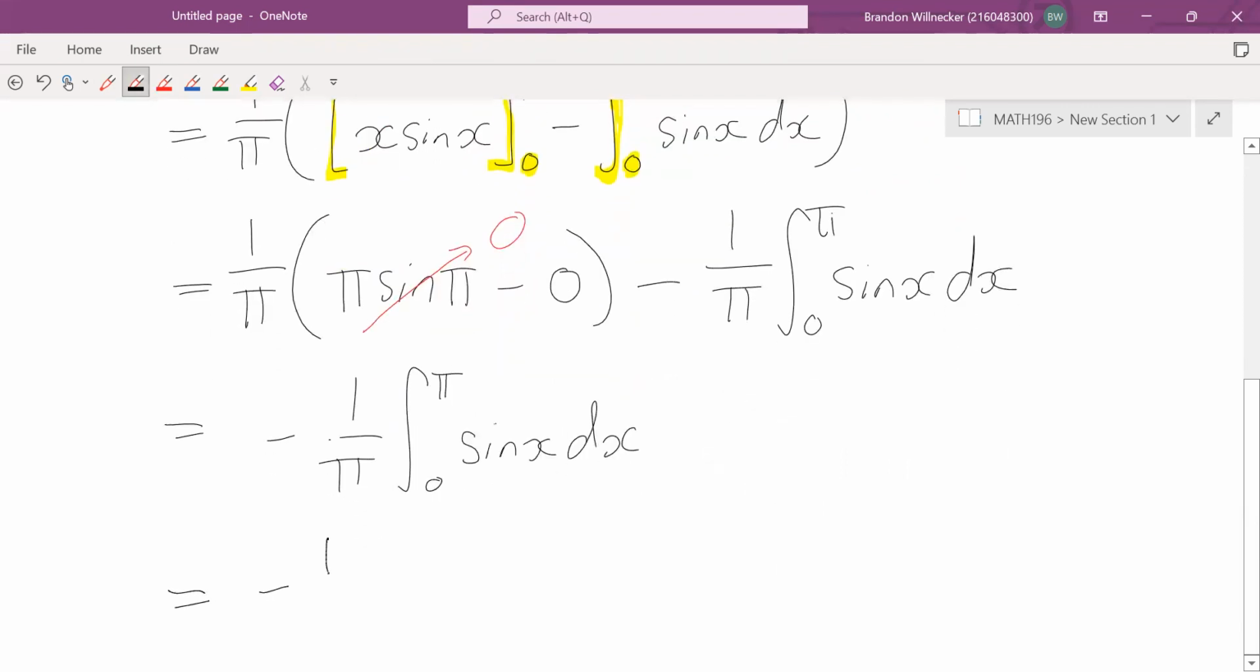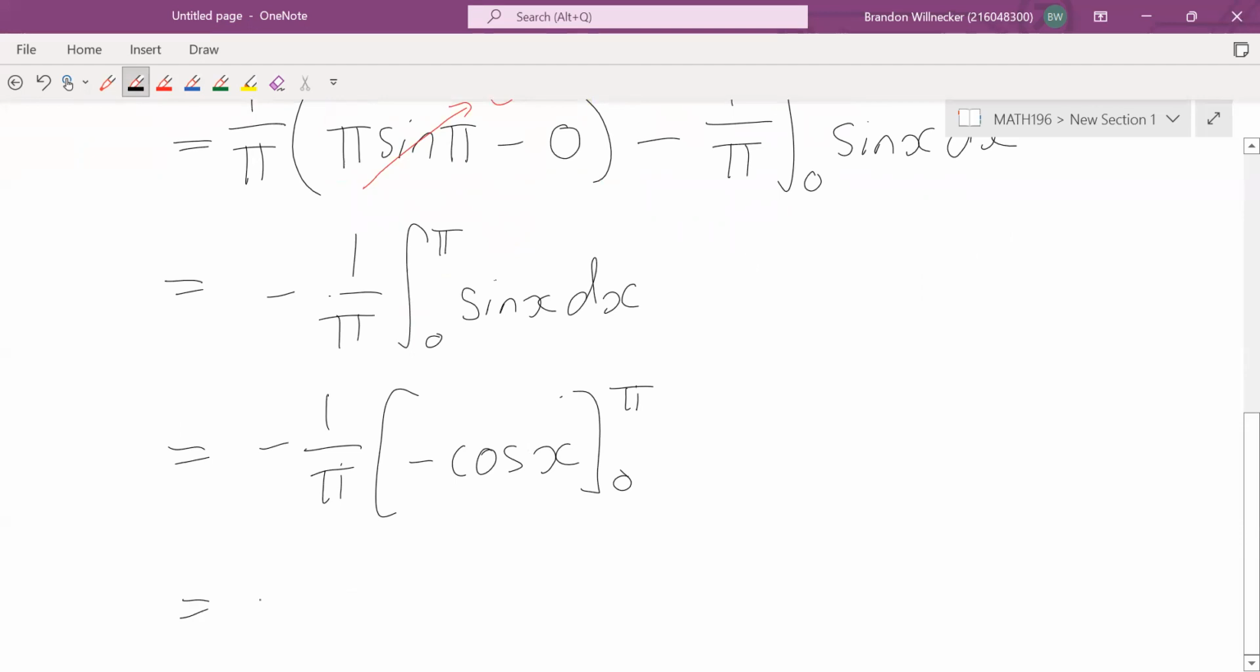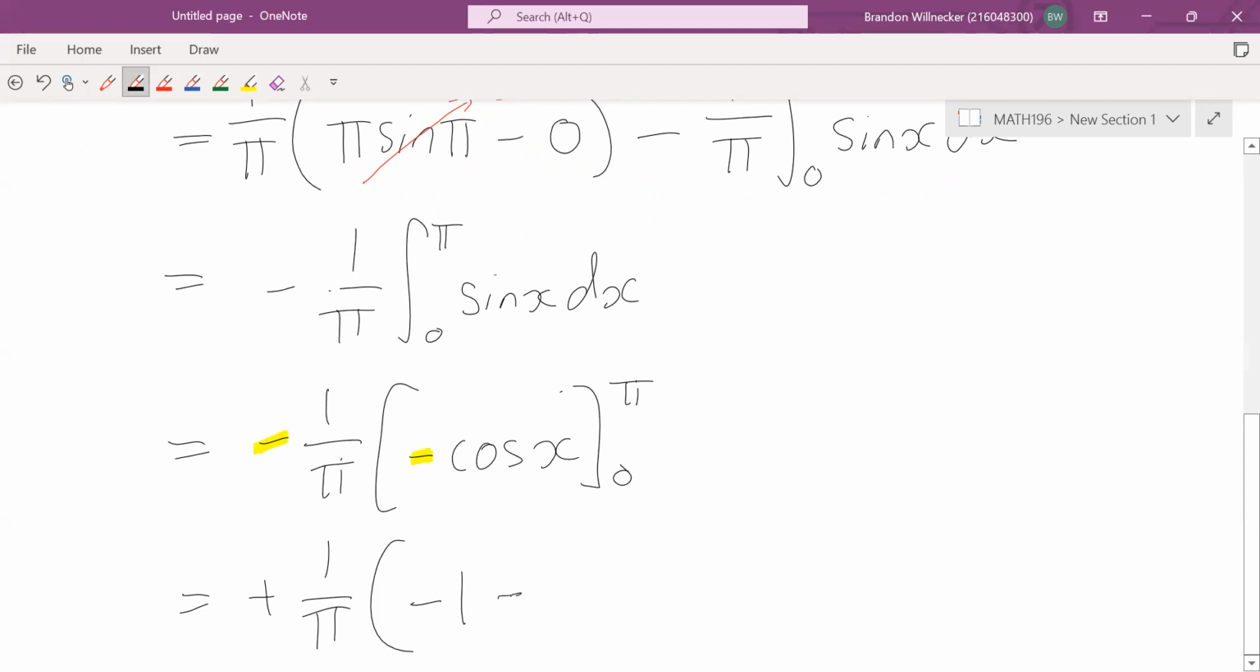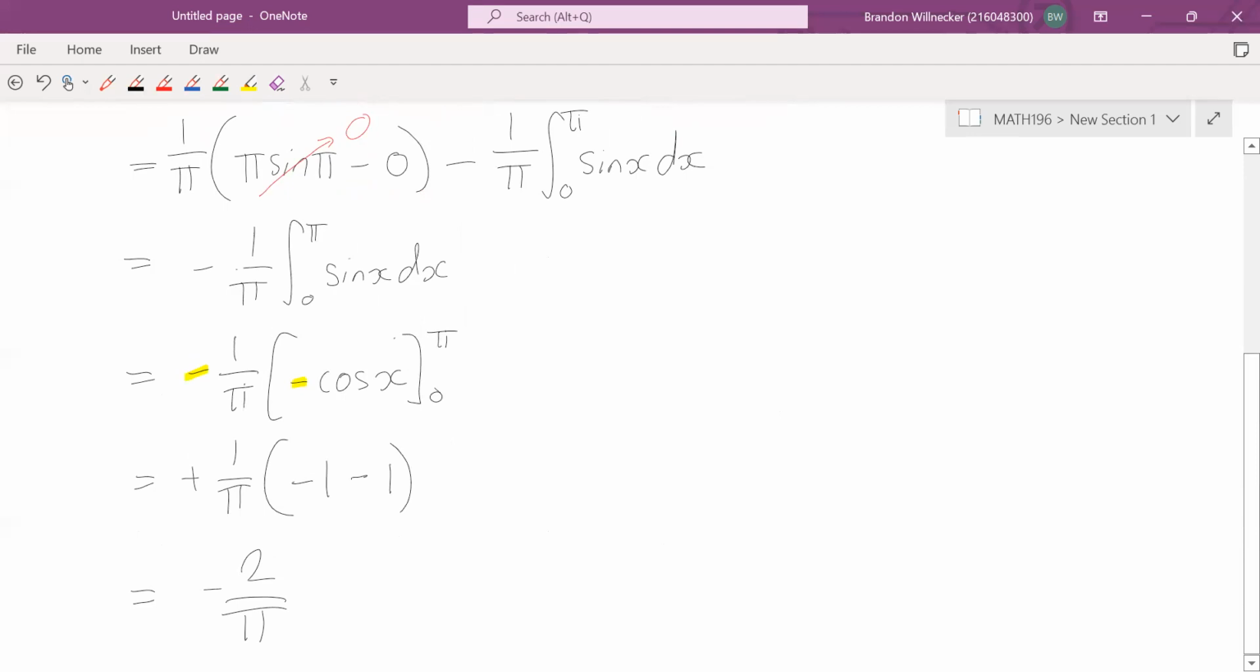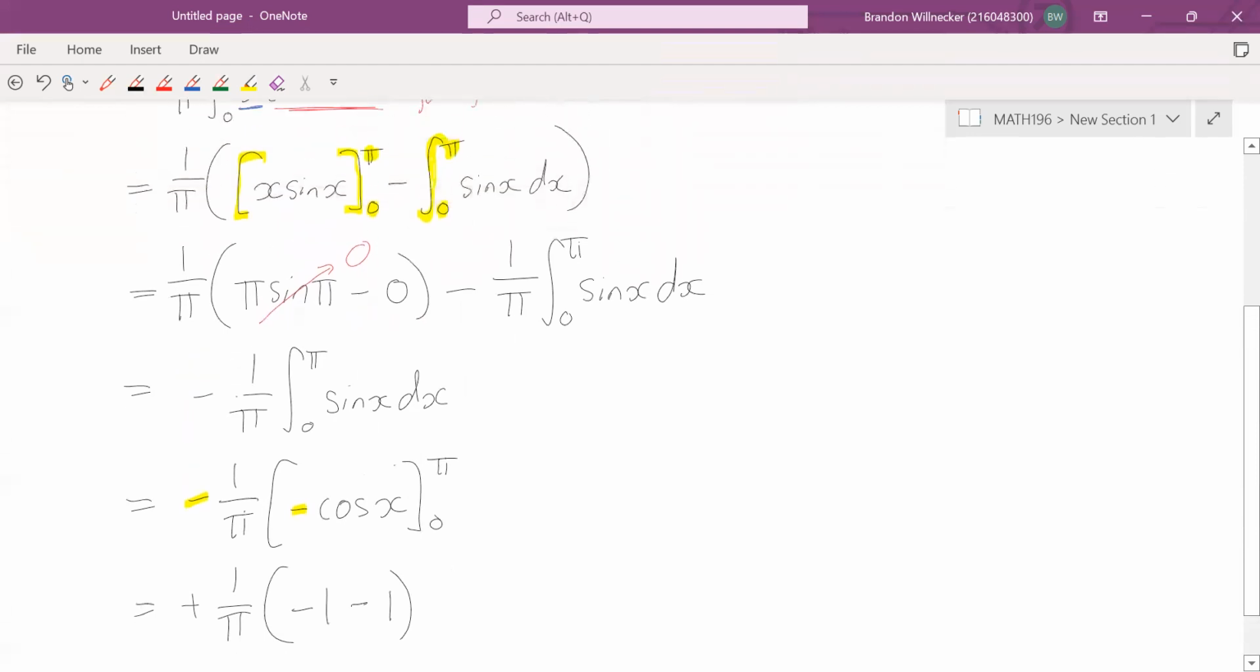Okay, so what does this give us? This gives us minus 1 over pi. The integral of sine is minus cosine from 0 to pi. So this gives us plus 1 over pi. So I can just put the minus and the minus to make a plus. Cosine of pi is minus 1. Minus cosine of 0 is 1. So this gives us minus 2 over pi. Okay, so this gives us the average value of this function here.